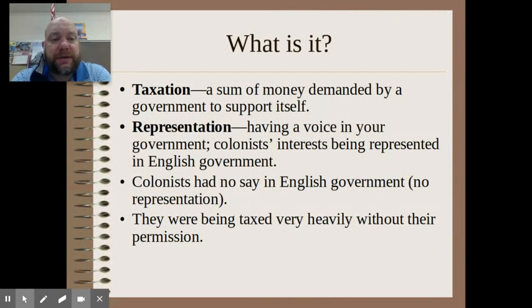Taxation, you know what taxes are, or at least you probably have an idea of what taxes are, okay? Taxes is an amount of money that you pay to the government so the government can do things that government needs to do to run.